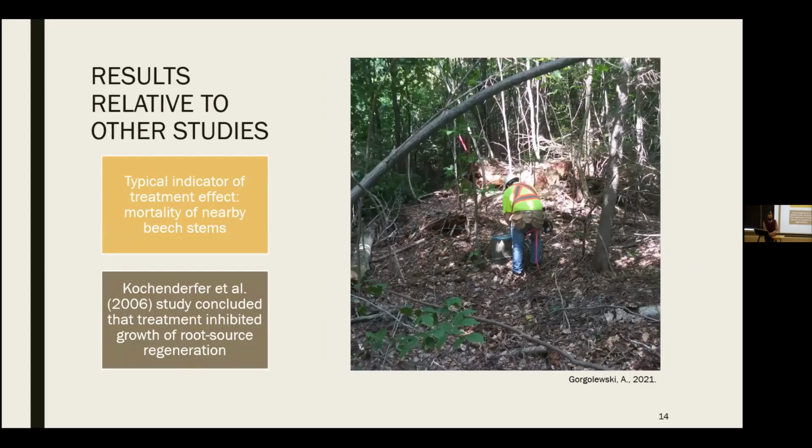So the results of my study relative to others is that a typical indicator of treatment effect is a decrease in beech density. This was observed in Kochendorfer's 2006 and subsequent studies. And it was confirmed in the current study where a definitive treatment effect was observed on the beech density in plots treated with the cut stump glyphosate application. If this is indeed a stand with a higher proportion of seed source beech regeneration, treatment effects are promising for other areas of the forest where control of beech regeneration is desired.